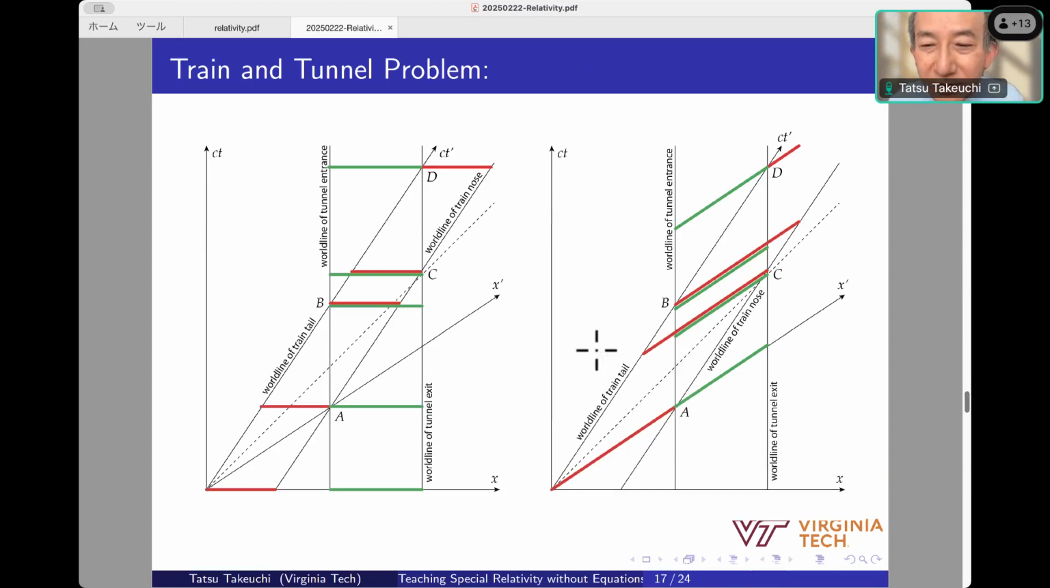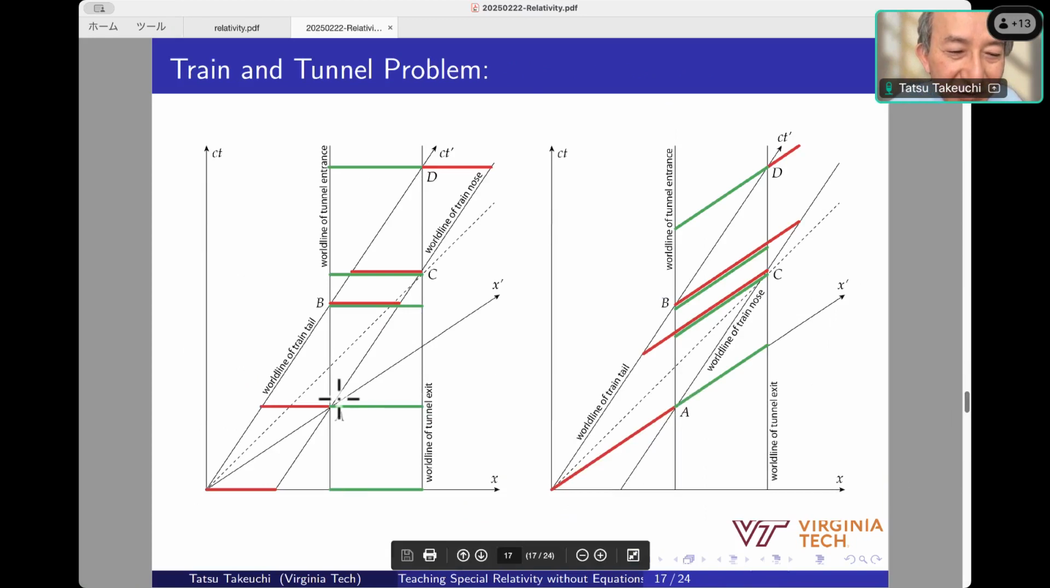Okay, let's see. So let me show you another paradox that involves the Lorentz contraction. Imagine that you have a tunnel at rest on the ground, and there's a train that's moving to the right and zooming through the tunnel.